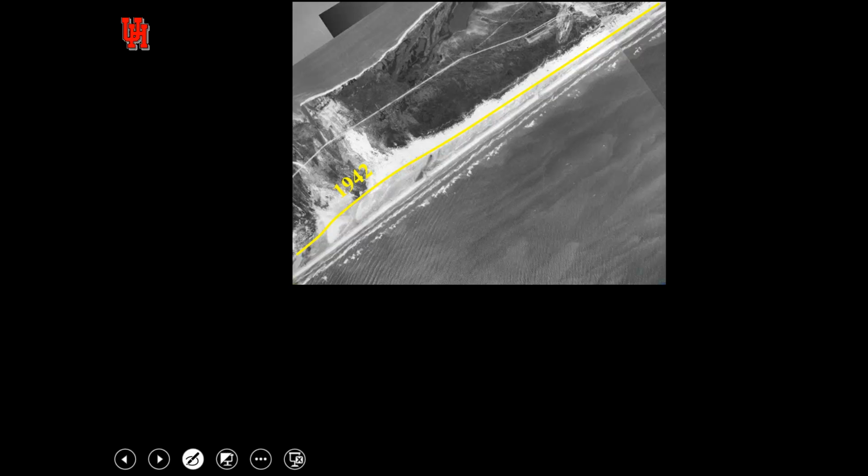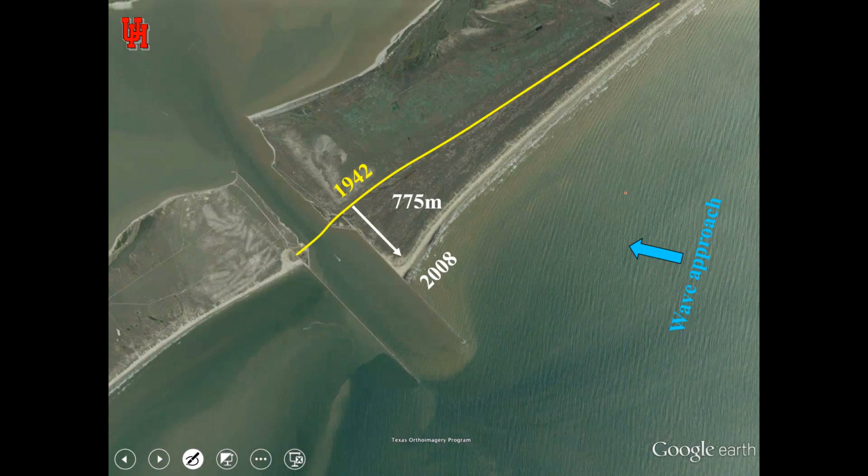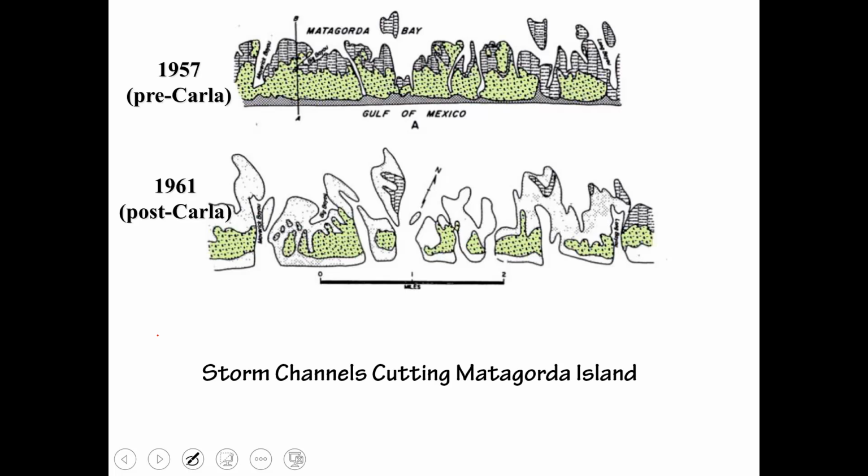Here we have the shoreline, actually the vegetation line. Now I guess you could call it shoreline. In 1942, and here you have it in 2008. So you've had almost 800 meters of aggradation in this period of time. And you can see the waves approach at an oblique angle, and you can envision the fact that the waves are coming in at an oblique angle, generating that longshore current, and the pileup of sediment here and the erosion of sediment there. Okay.